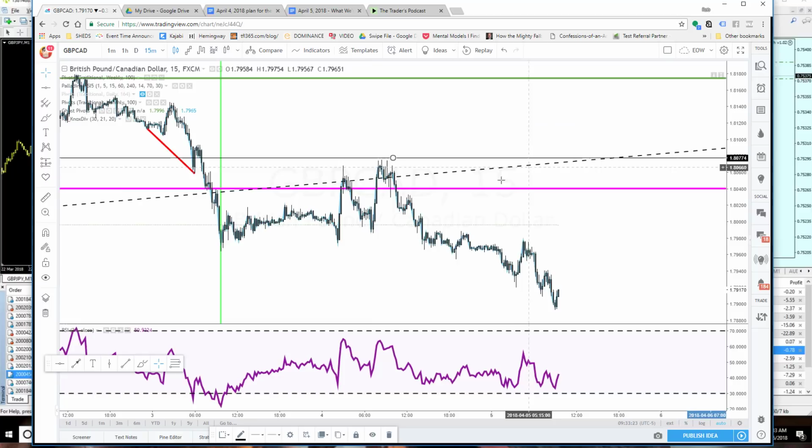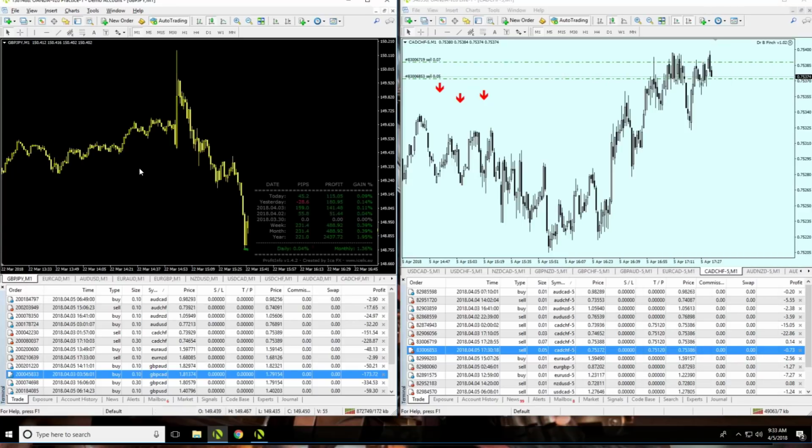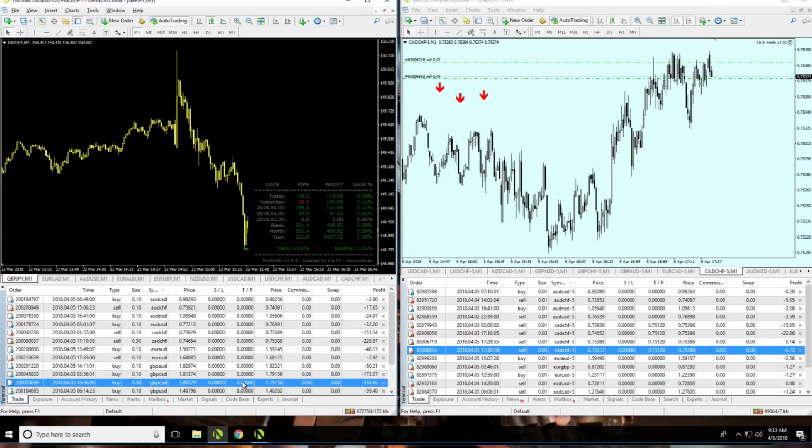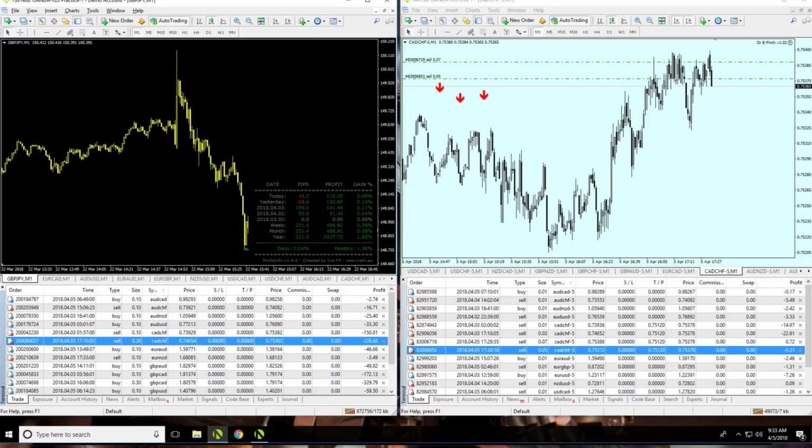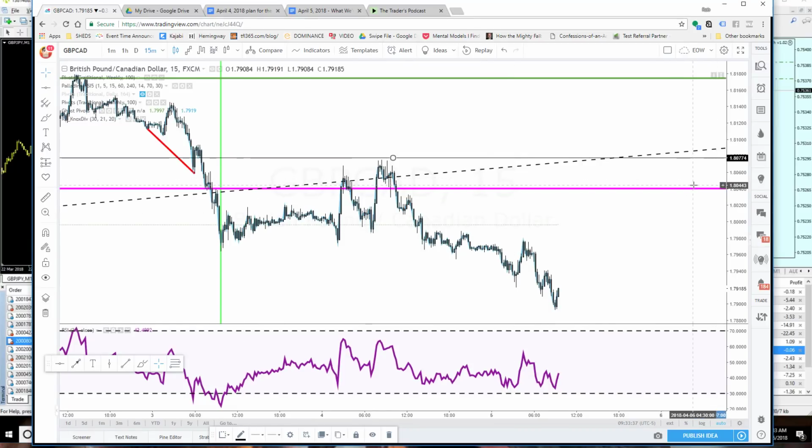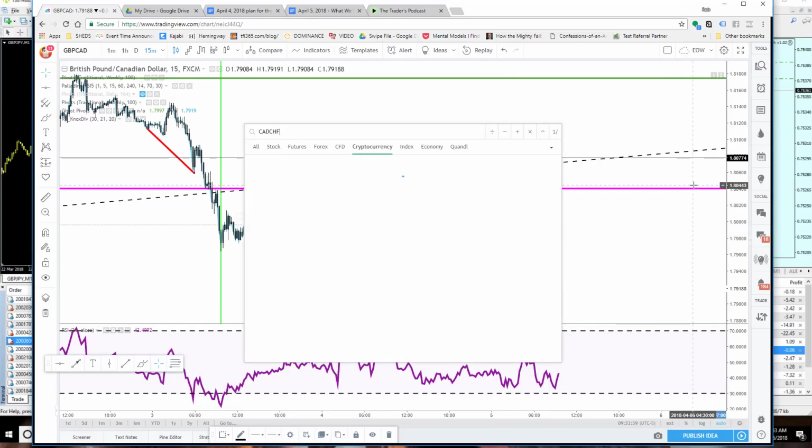Yeah, I can't justify it. Not going to take another trade. I'm going to let that one go. British pound, Canadian dollar. So I know where my average price is. The other one that's bad is the Canadian dollar, Swiss franc. Same as we just looked at. So CAD Swiss.